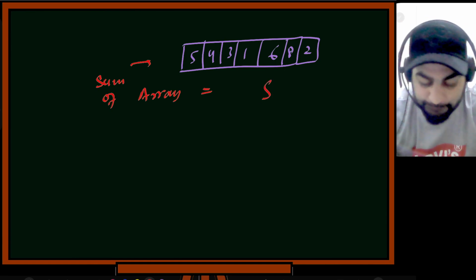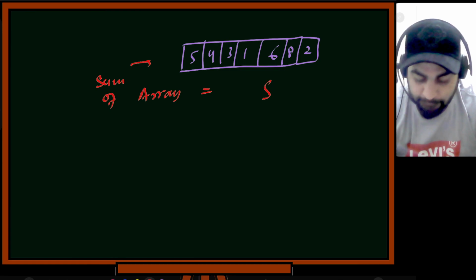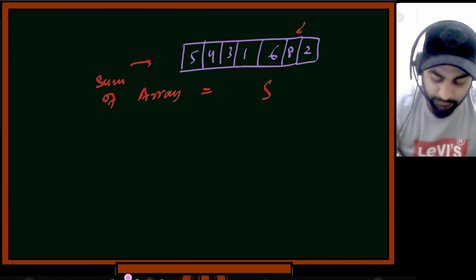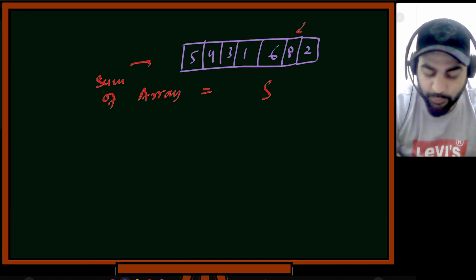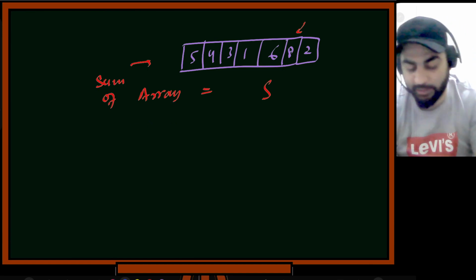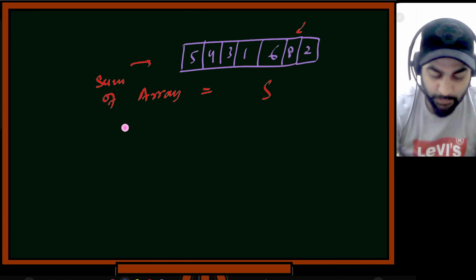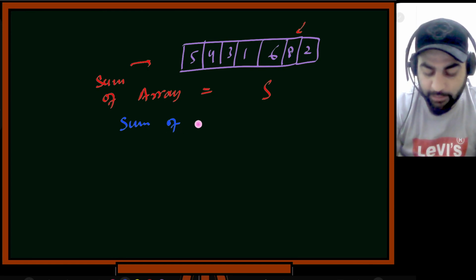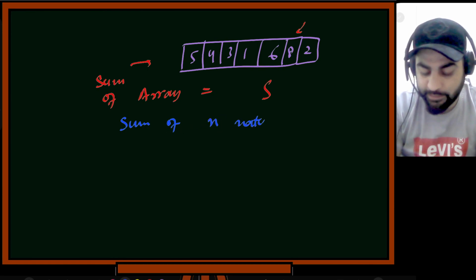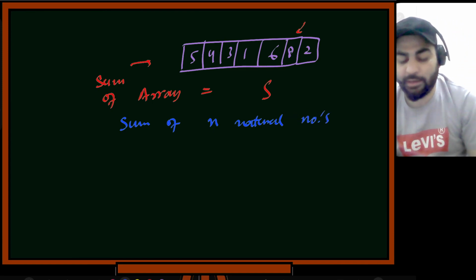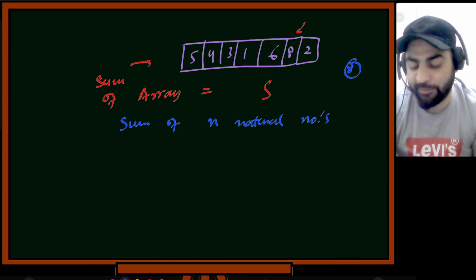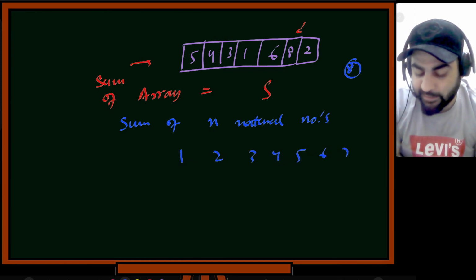After that, for the maximum number, for example 8, the sum from 1 to n is n into n minus 1 by 2. So you'll use the arithmetic progression sum, and subtract the two to get the missing number. You'll find the sum of n natural numbers, from 1 to, here we have 7 elements, so you will sum till 8 elements: 1 2 3 4 5 6 7 and 8.